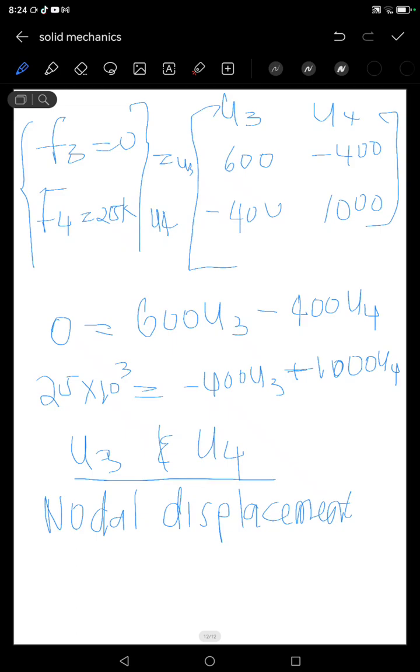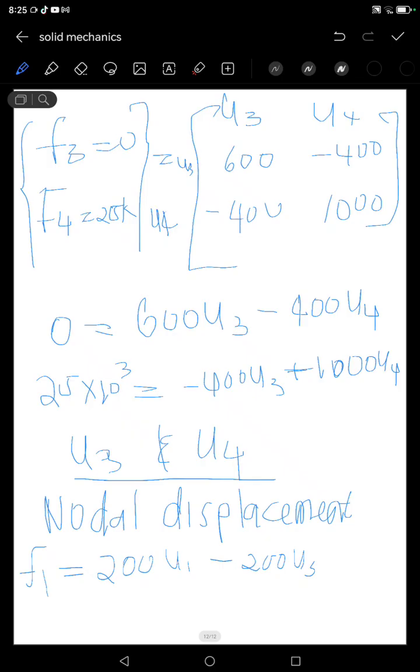My calculator is far. Okay, they get U3 as 250 divided by 11, and then U4 as 375 divided by 11. So what I was saying, when they say you have to determine force 1, you're going to go back to your matrix. The matrix for element 1 was 200, negative 200, negative 200, and 200, which is 1 and 3. So we're going to have F1 and F3, and then they want us to determine what? The force at node 1, so it's going to be 200 U1 minus 200 U3.